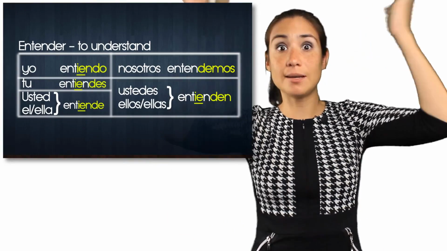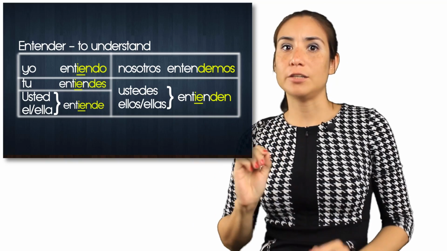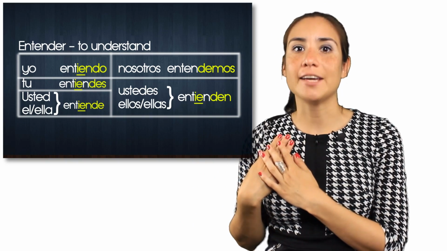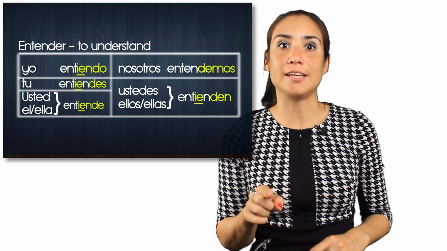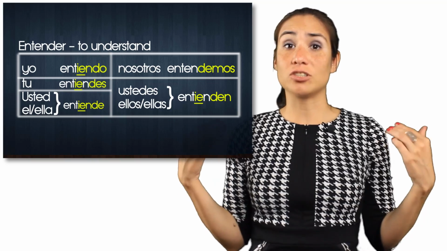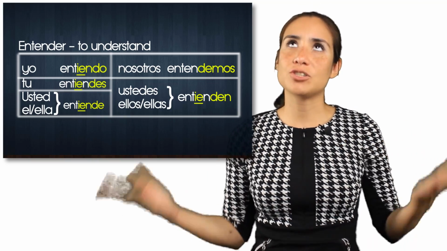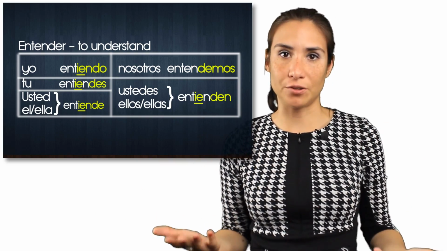So for example, the verb entender. Entender means to understand, okay? But if you say yo entiendo, it means I understand. But if I say te entiendo, it means I understand you, I hear you, right? Oh, I have a stressful day at work. Te entiendo, okay? I hear you.